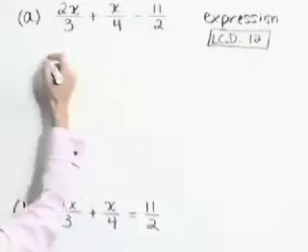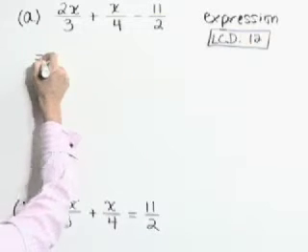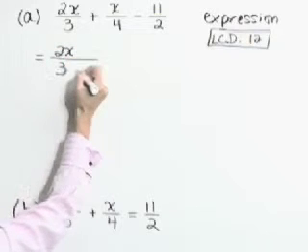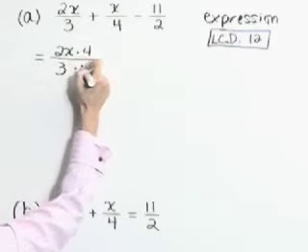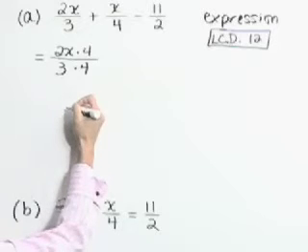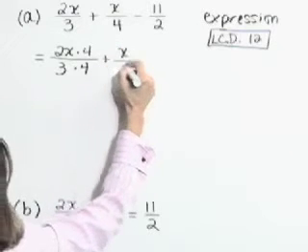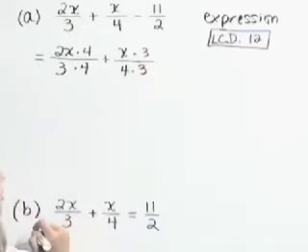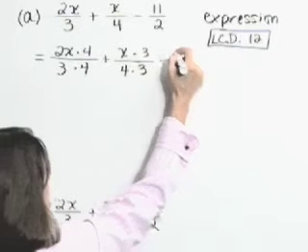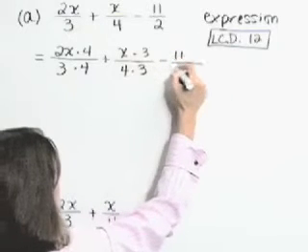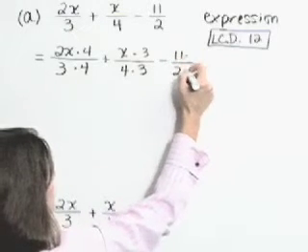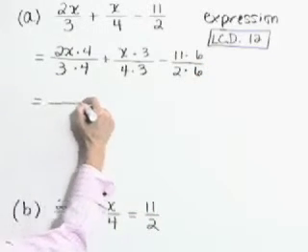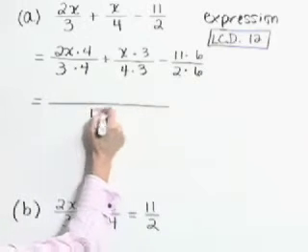So let's build each of these fractions up so that they have that denominator of 12. So take 2x over 3 times 4 in the numerator and denominator. Take your second fraction, x over 4 times 3 in both the numerator and denominator. And lastly, we've got a minus 11 halves. Here, take the numerator and denominator both times the value of 6. Now, each of these denominators is 12.